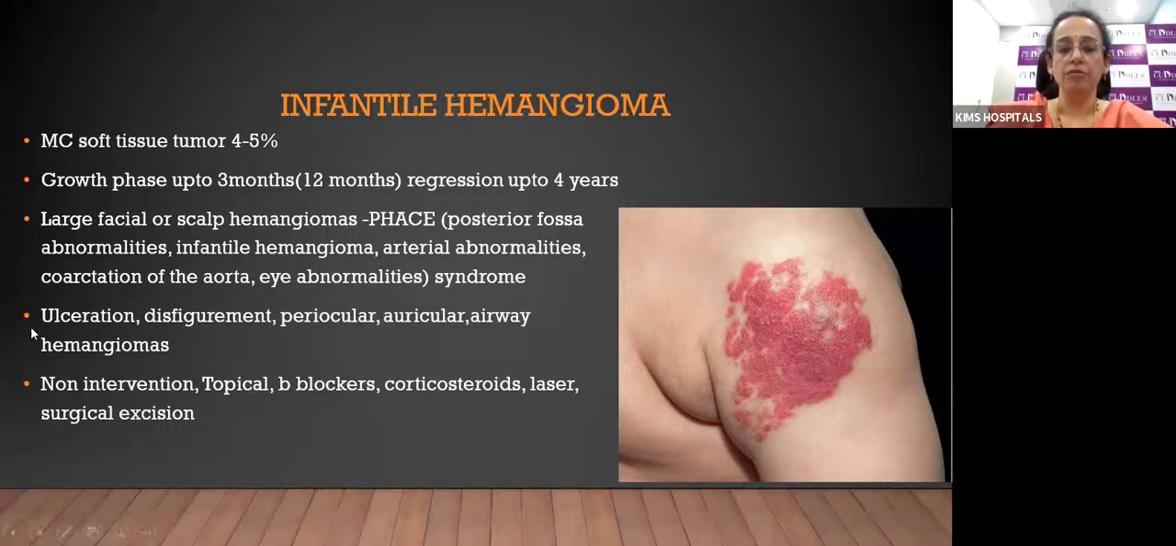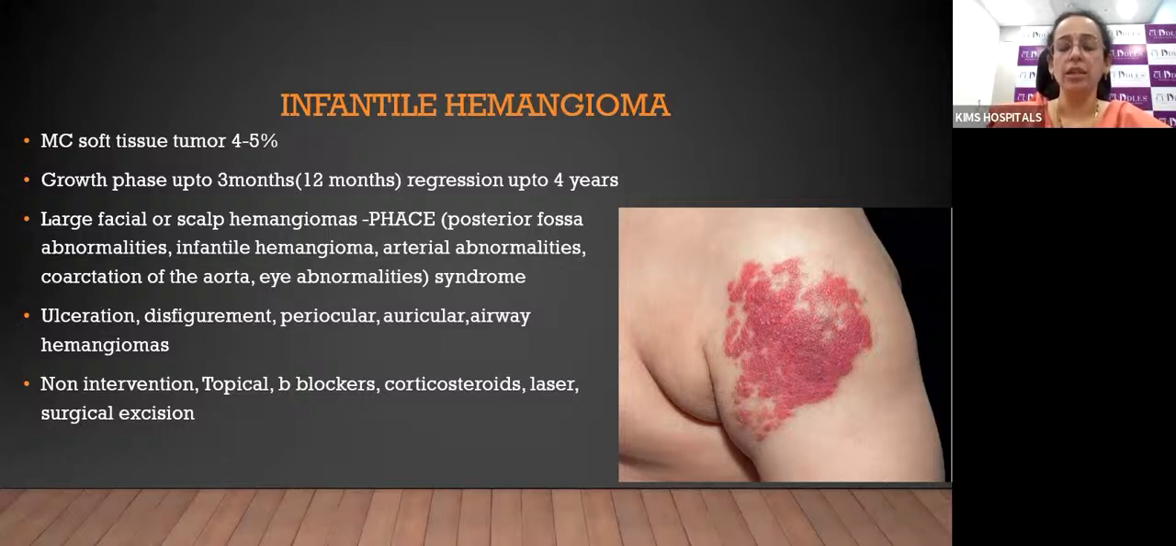So the complications of these hemangiomas being, sometimes they can ulcerate, they lead to disfigurement. Even if they regress and slowly fade out, they will not completely become normal. The skin will not completely become normal, and there might be small telangiectasias which lead to the emotional disturbance for the child, and they appear disfiguring.